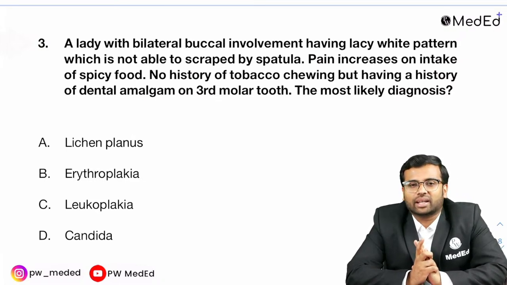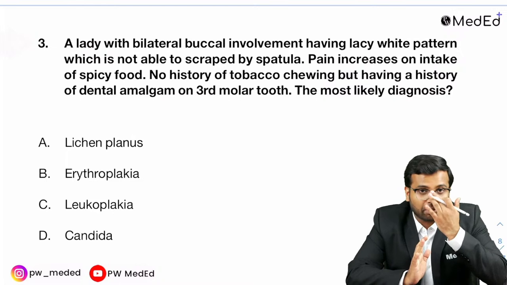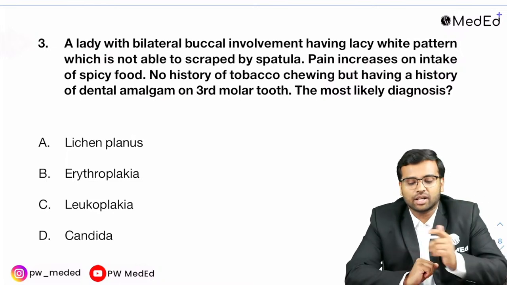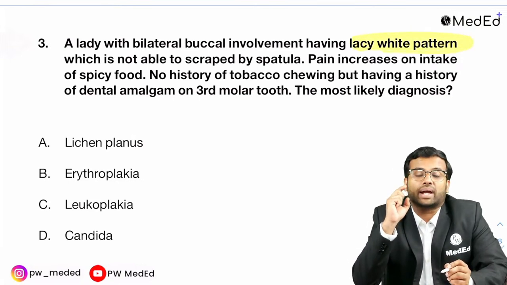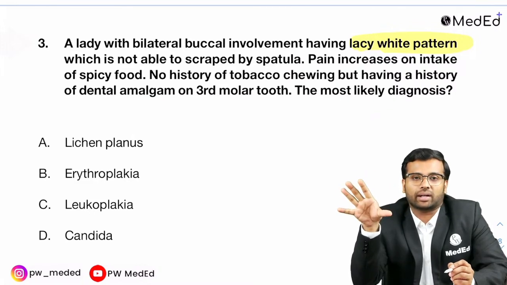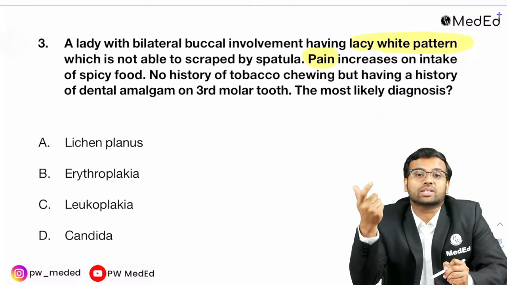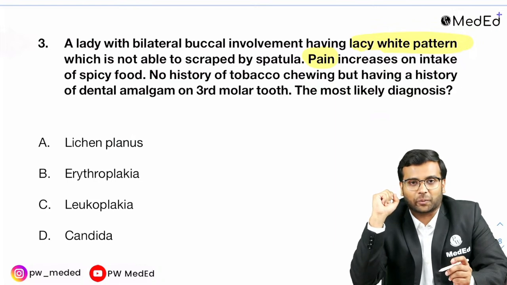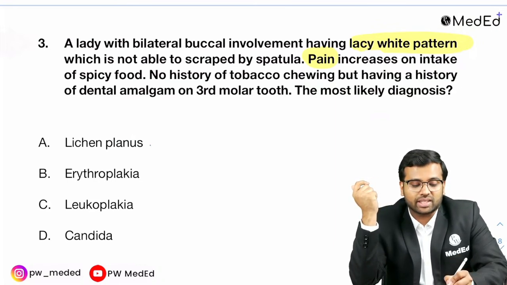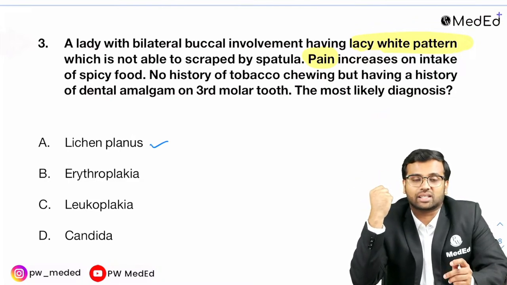Now let us try to analyze what the most important key points are in this MCQ. There are multiple things that may deviate you from the correct answer. The main key point here is the lacy white pattern that you see within the oral mucosa, in which the pain increases on consumption of spicy food. In which disease did you learn about such a clinical scenario? Yes, such a clinical scenario is seen in lichen planus. You do remember? Yes, very good, Medpsycho. So the correct answer is lichen planus.